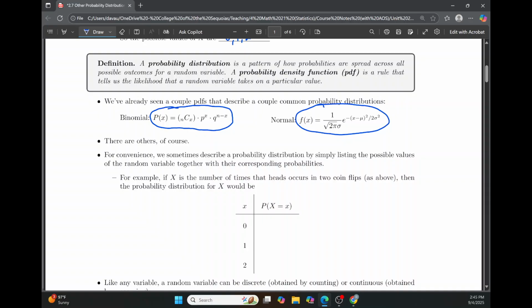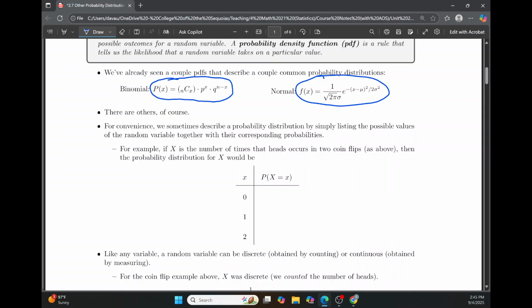For example, if x is the number of times that heads occurs in 2 coin flips, as we just discussed above, then the probability distribution for x would be, well, we said the probability x was 0 was 1/4. The probability x was 1, we said was 1/2, and the probability x was 2, we said was also 1/4, right? So that would be the probability distribution for that particular example. So in this case, we're describing the distribution by just giving a table.